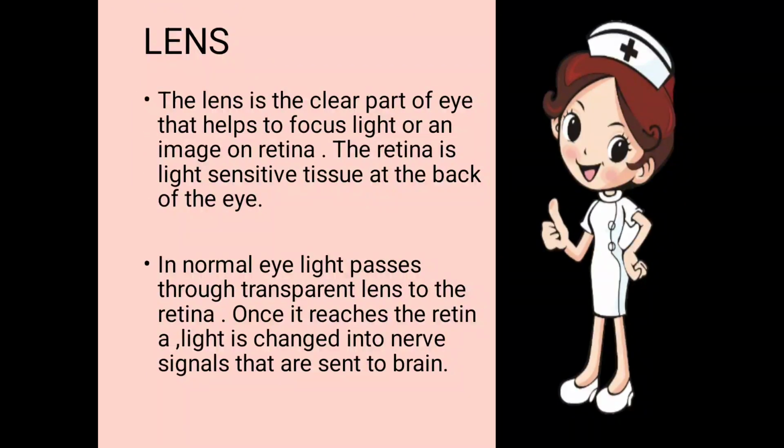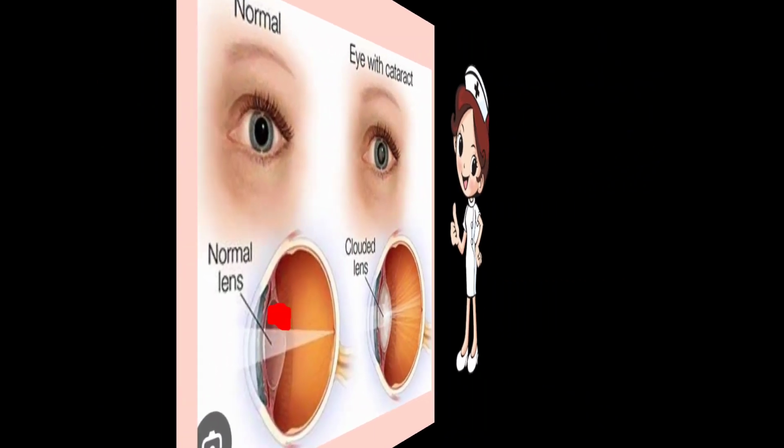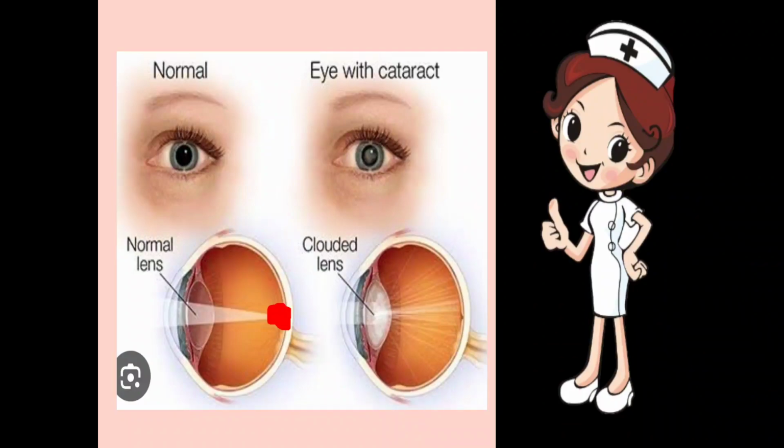Next, in the normal eye, the light passes through a transparent lens to the retina. Once it reaches the retina, light is changed into nerve signals and those are sent to the brain. In the normal eye, the light passes through to the retina. The retina sends those signals to the brain, and the brain perceives these signals and converts them into electrical signals so that we can perceive the proper image.